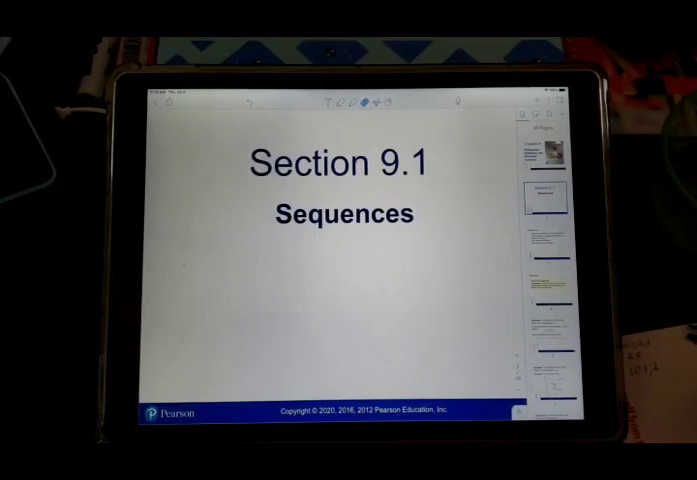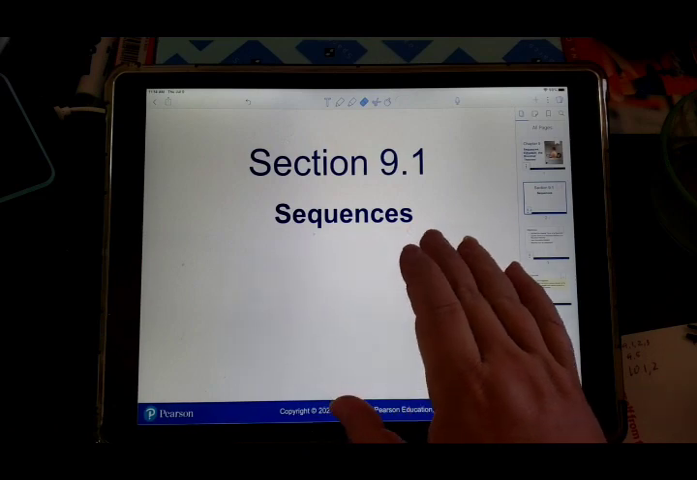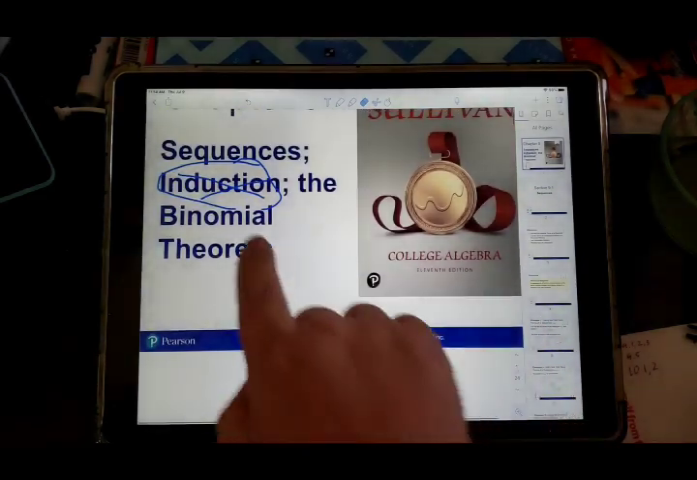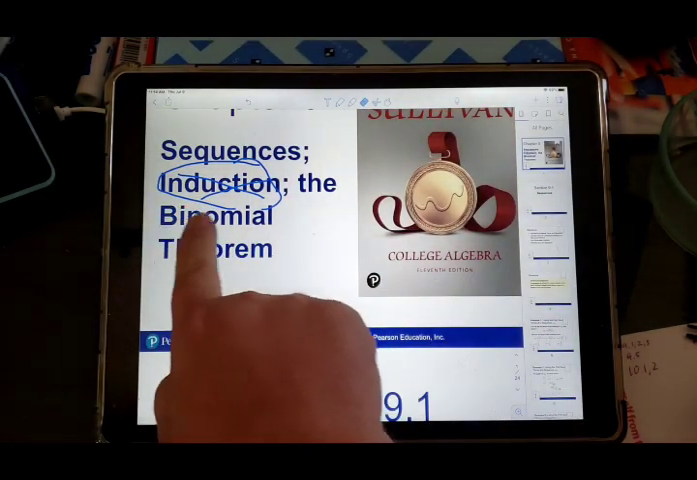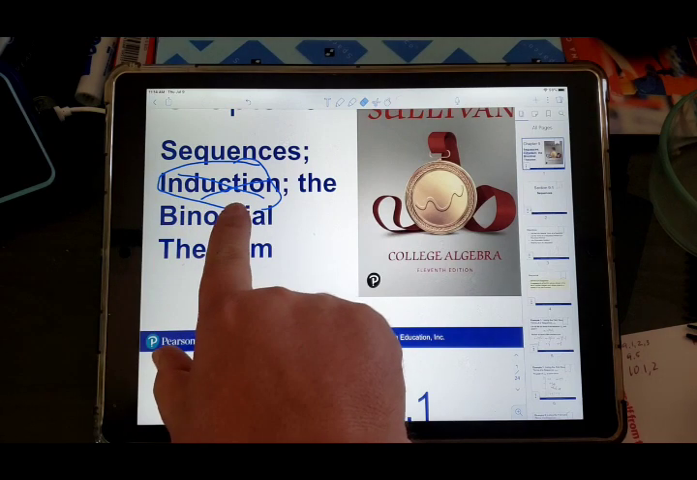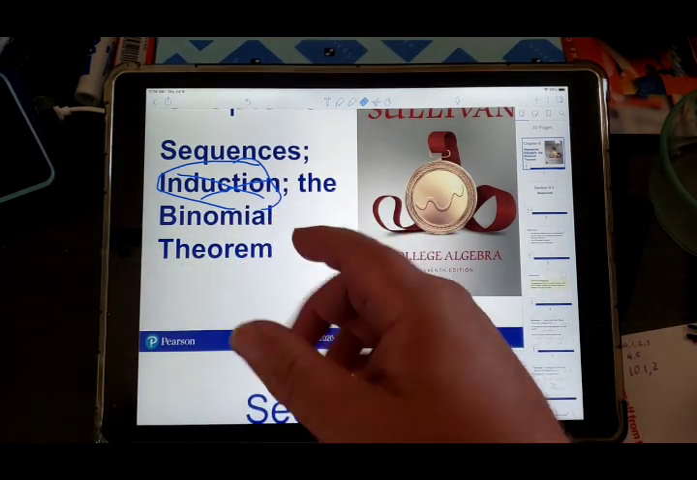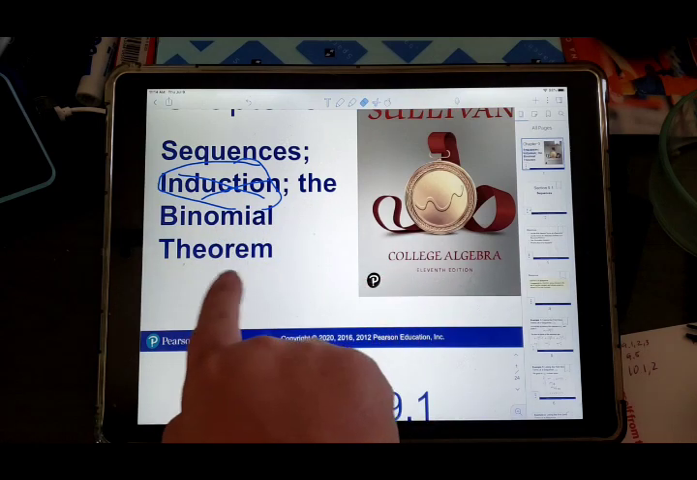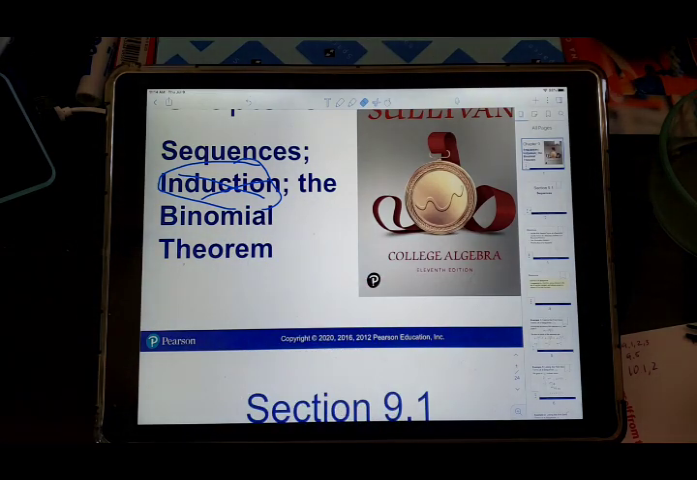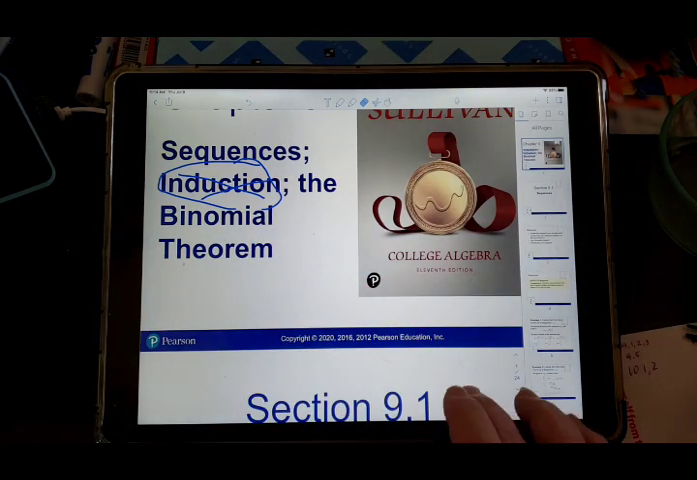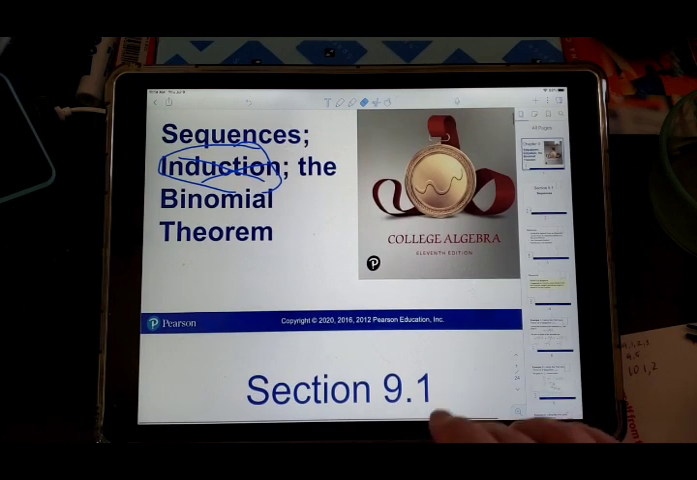All right, welcome to Chapter 9. This starts off with sequences, and that's part of a larger chapter: sequences, something called mathematical induction, which we're not covering, and the binomial theorem. So sequences and the binomial theorem are what we're after from Chapter 9.